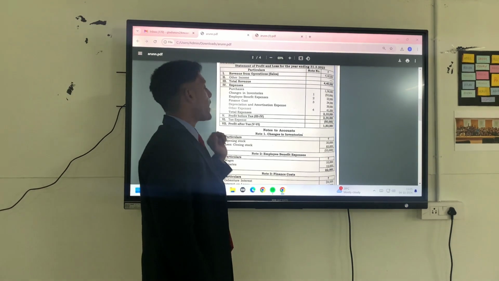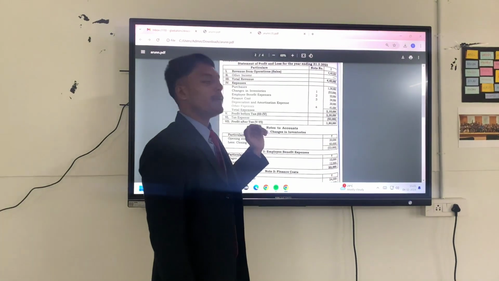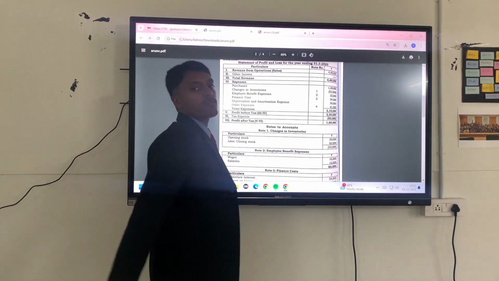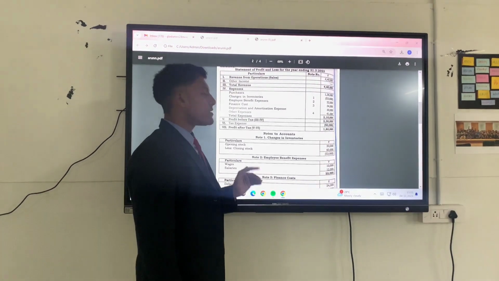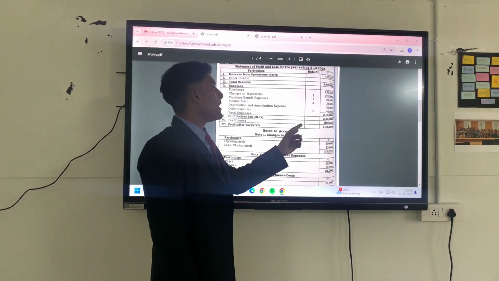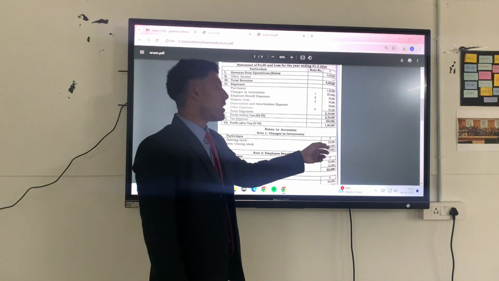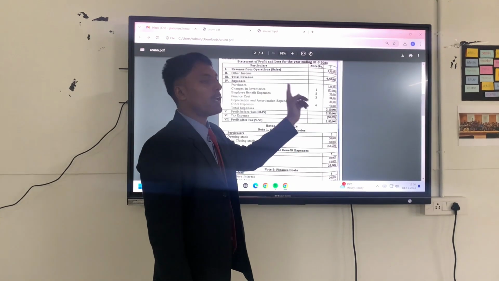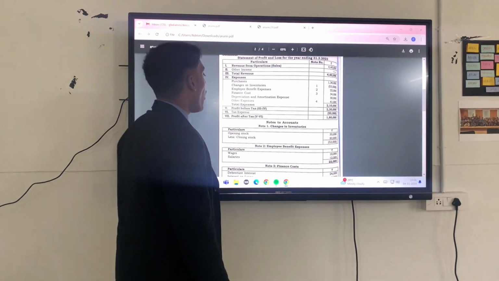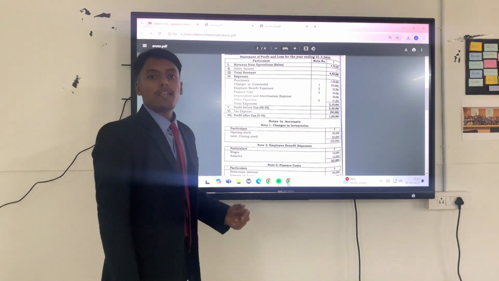Then we subtract tax expense from it, that is 50,000, which gives us profit after tax, that is 1,80,000. It will be our net profit for the year 2023. Okay, then we can go on to the balance sheet.